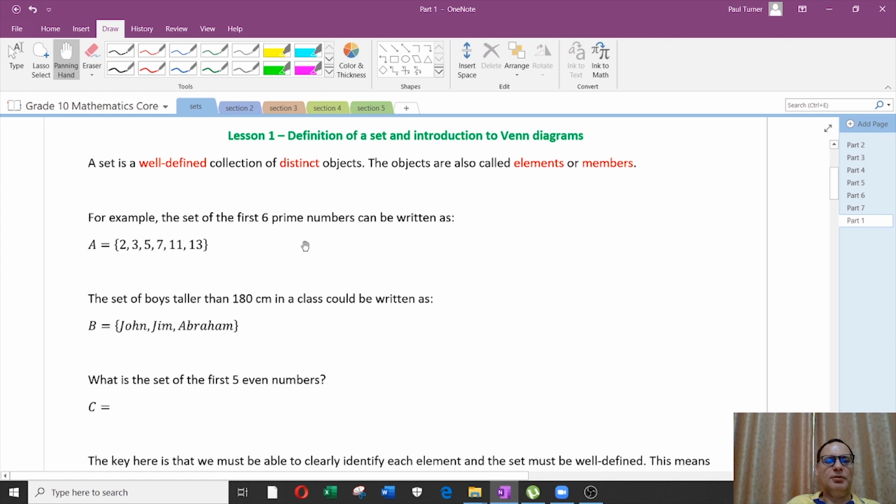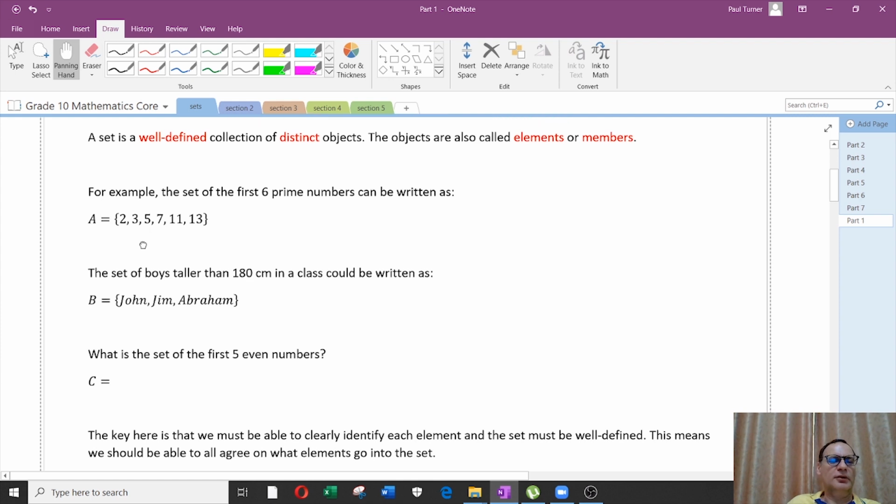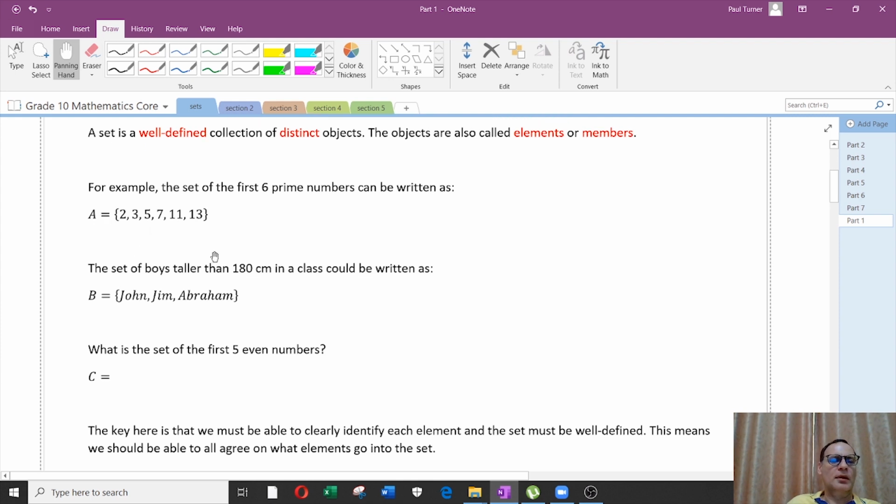So as an example of a set, we have the set of the first 6 prime numbers, and we write that as A, the set A equals bracket 2, 3, 5, 7, 11, 13. So these are the first 6 prime numbers in the set. And we can all agree that these are the prime numbers, can't we? The first 6 prime numbers.